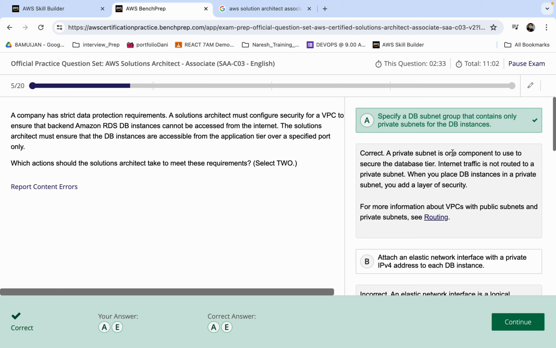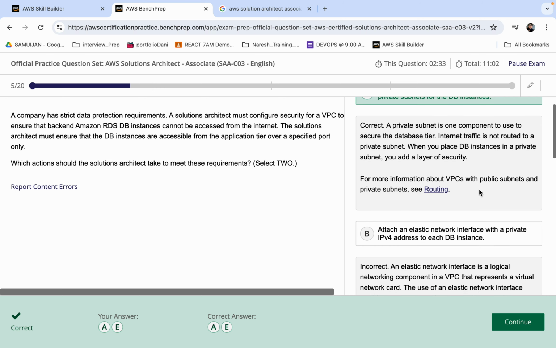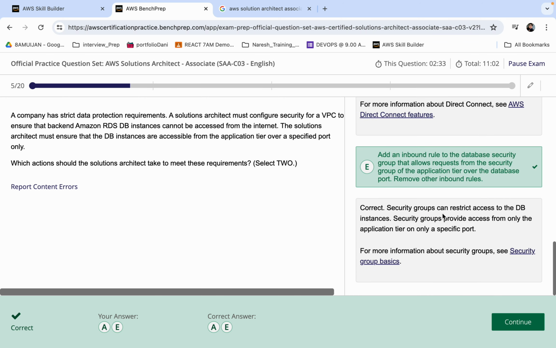A private subnet is one component used to secure the database tier. Internet traffic is not limited to a private subnet. When you place DB instances in a private subnet, you add a layer of security. Okay, you are adding a layer of security with a private subnet, and security groups can restrict access to DB instances. Security groups provide access from only the application tier and only on a specific port.